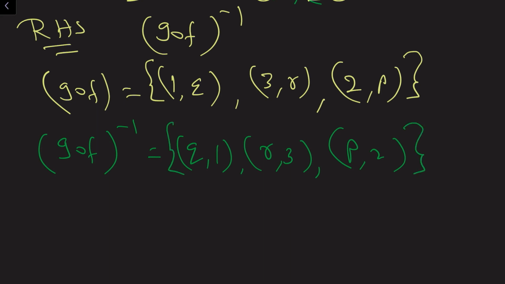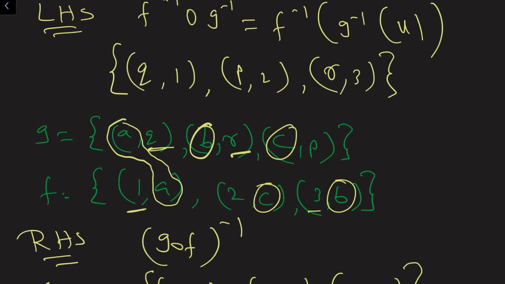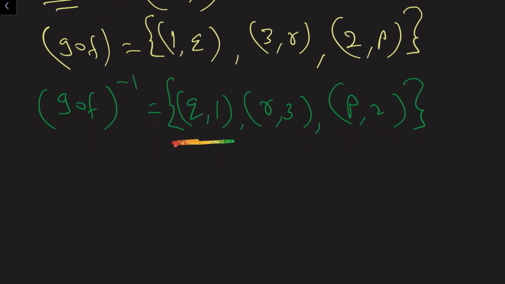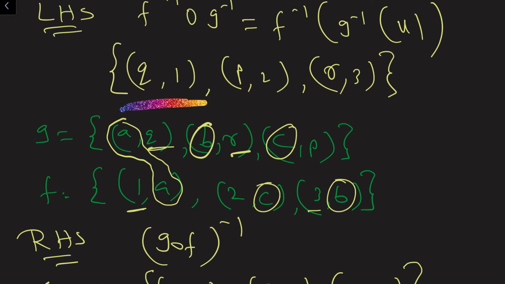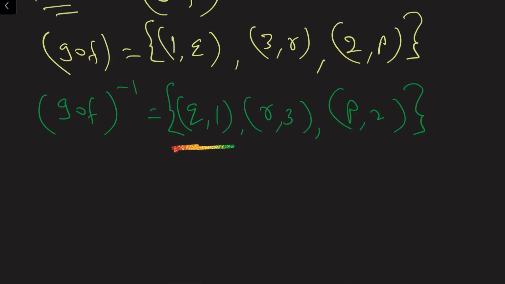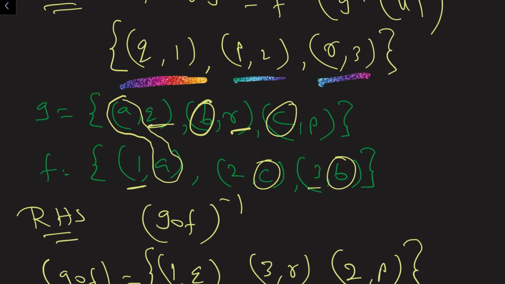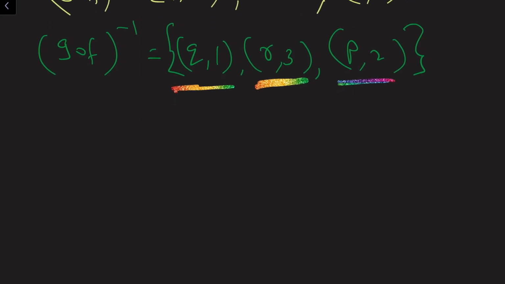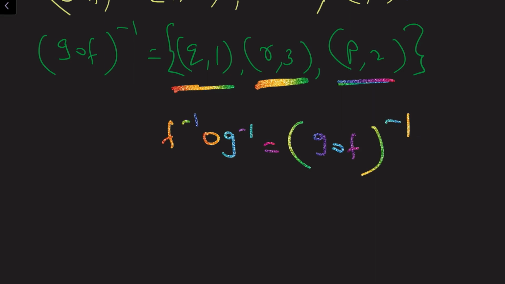Now let us compare the answers of LHS and RHS. In the LHS we have (q, 1), and in the RHS also we have (q, 1). Next, in the LHS we have (p, 2), and in the RHS also we have (p, 2). In the LHS we have (r, 3), and in the RHS also we have (r, 3). So it is proved that f inverse of g inverse is equal to (g of f) whole inverse.